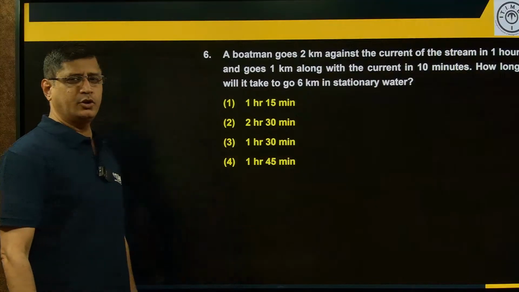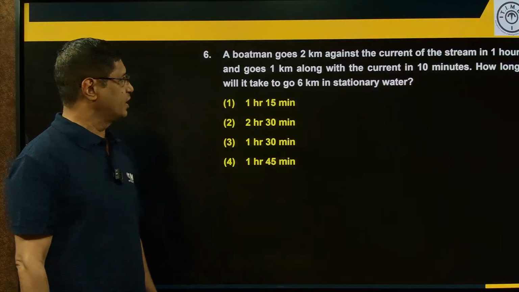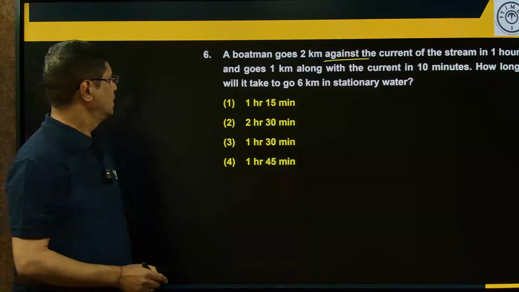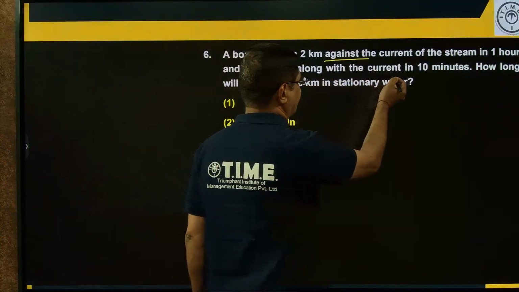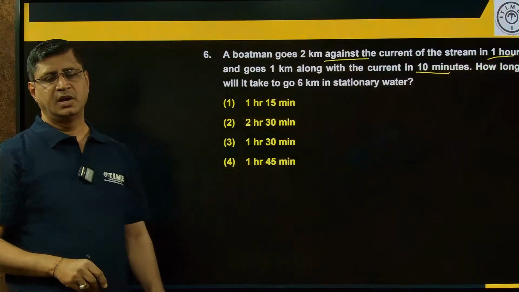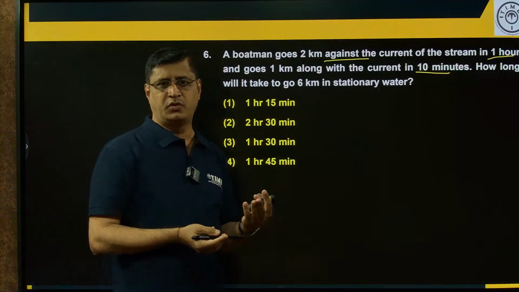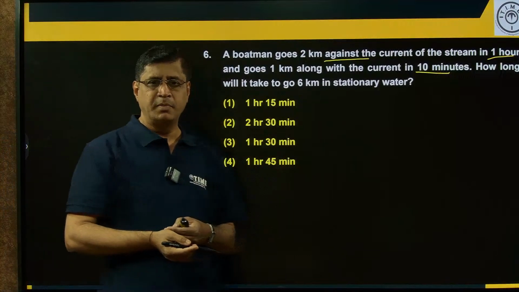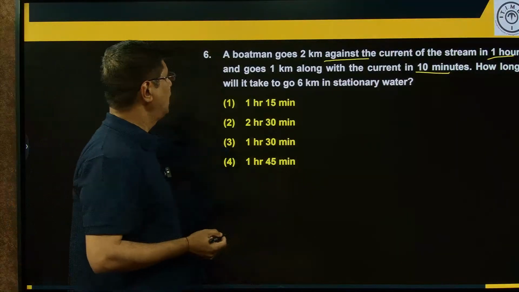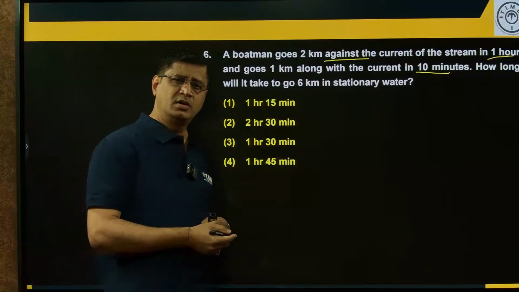A boatman goes 2 kilometers against the current of the stream in 1 hour. Against the current means upstream. And goes 1 kilometer along with the current in 10 minutes. Along with the current means downstream. If you are assuming B as the speed of the boat in still water and W is the water current, upstream means B minus W. Along with the stream is B plus W. Now, I am using B for the speed of the boatman in still water. I am using W for the water current.